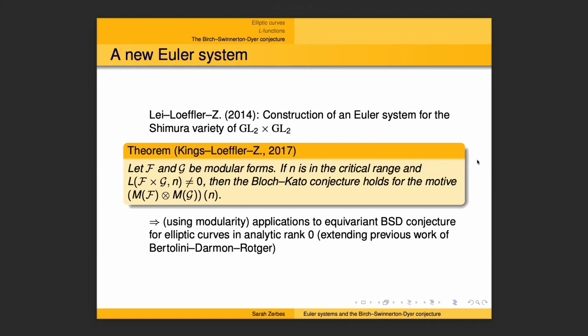But let me just say, using modularity, we obtain applications to something called the equivariant Birch-Swinnerton-Dyer conjecture for elliptic curves in analytic rank 0, extending previous work of Bertolini, Darmon, and Rotger. So equivariant, for the experts, means we take an elliptic curve over Q and we twist it by a 2-dimensional odd Artin representation. One can formulate a variant of BSD for that, and this follows from our result.